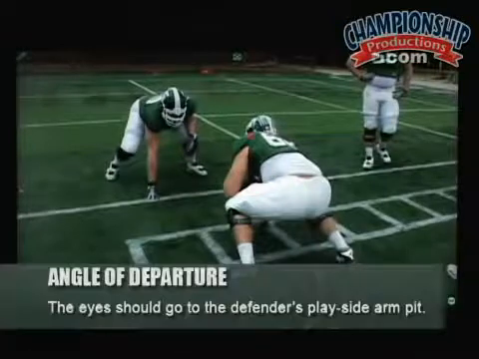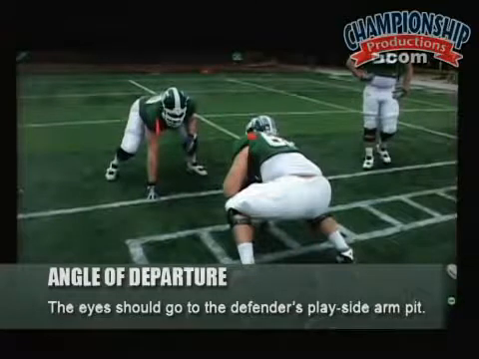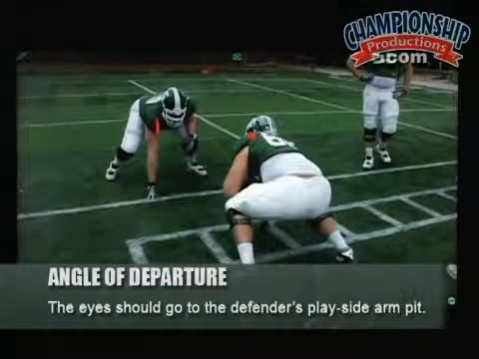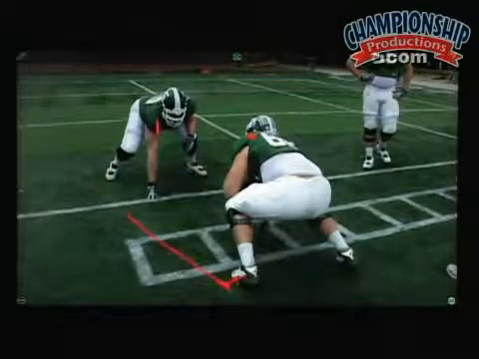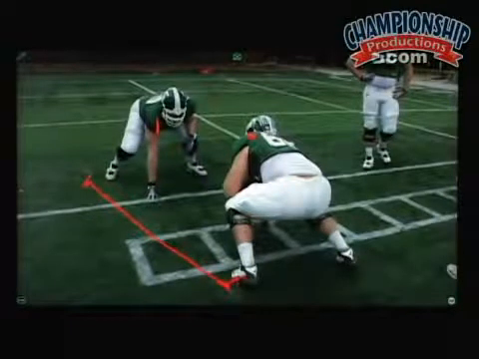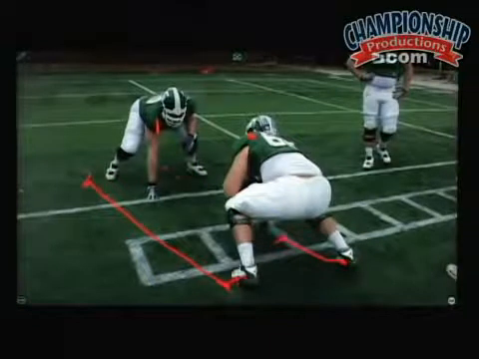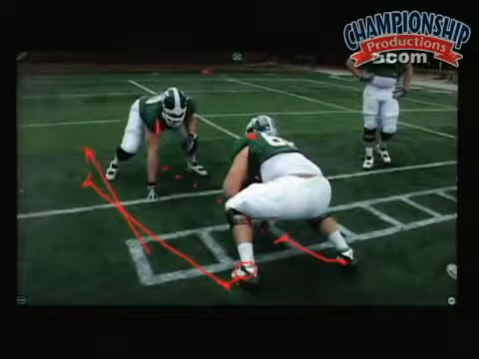We want our eyes to go to the play side armpit. So therefore, our first step, we want to lead with the ankle, get the whole shoe on the ground, and we want the toe, the knee, and the hip to be just outside his outside shoe. We want our second step to drive on a track that goes right through the defender's crotch. We want the third step, again back to the play side foot, to go up the field.